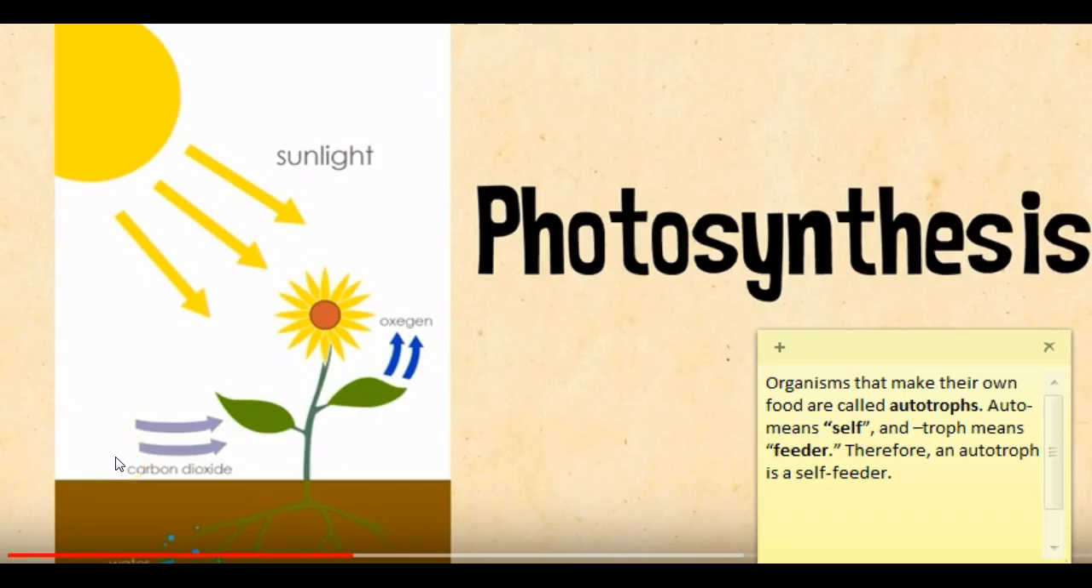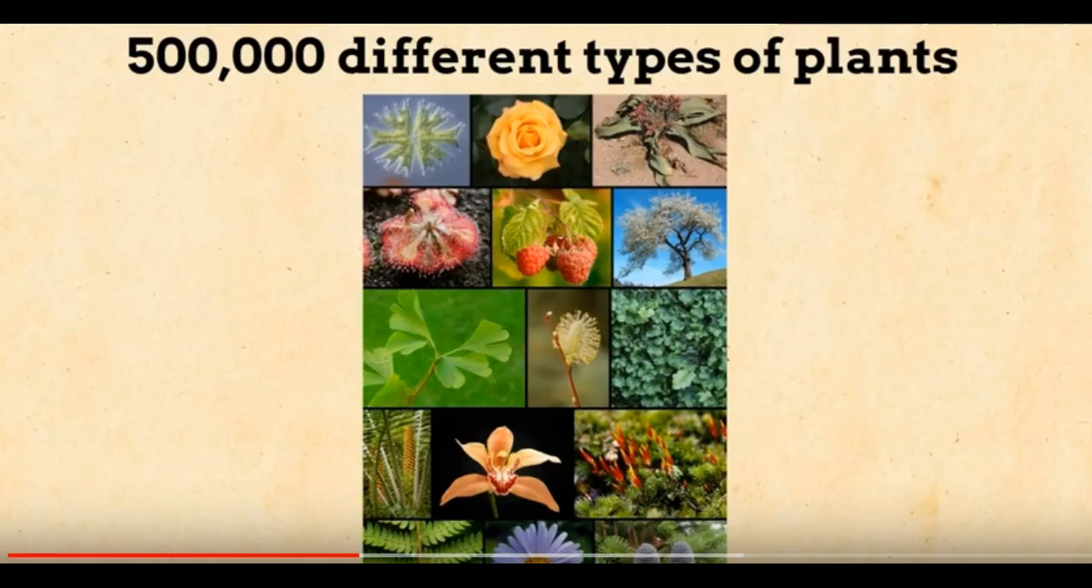Organisms that make their own food are called autotrophic. Auto meaning self, and trophic meaning feeding. Therefore, autotrophic is self-feeding. Plants use the process of photosynthesis to feed themselves. They get glucose, which is sugar, from the soil and water, and they take in carbon dioxide and sunlight from the air, and they produce out oxygen. There are approximately 500,000 different types of plants, all using autotrophic for feeding.